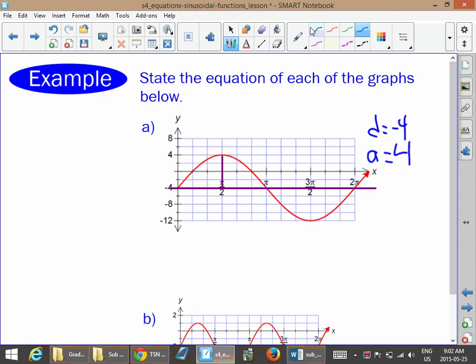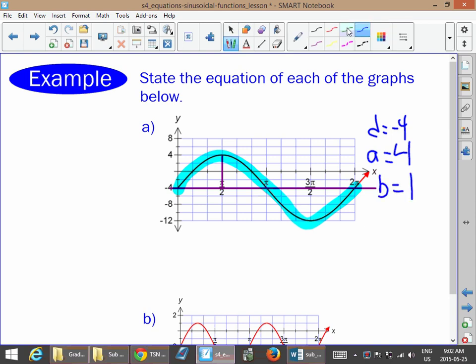Okay? We'll think about B first. Now, let's see how long it takes before this graph starts to repeat itself. So, I'm going to get my highlighter ready here. Going to go up, going to come down, then I'm going to come back up. I've got one full period is at 2 pi. Now, that's the standard. So, if the period is 2 pi, B is always 1. So B is 1 here. Okay? So B equals 1.